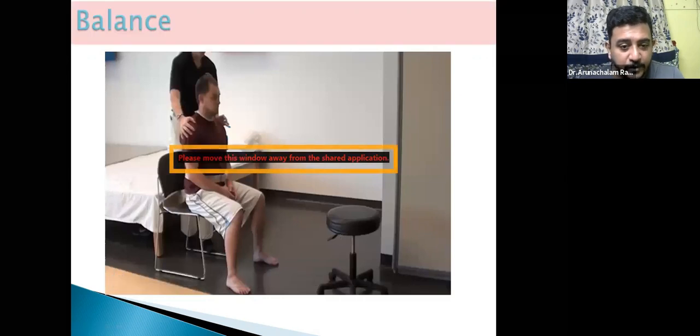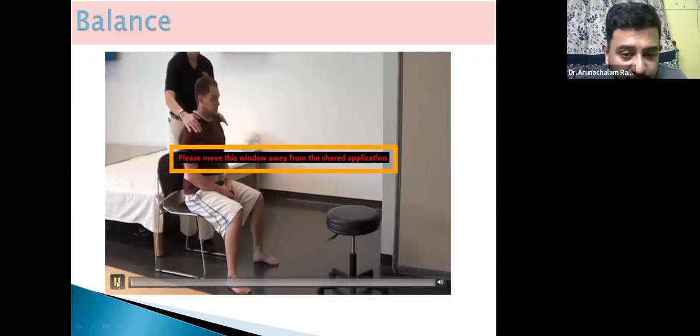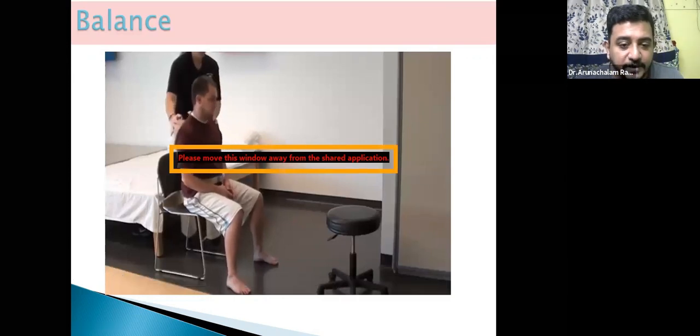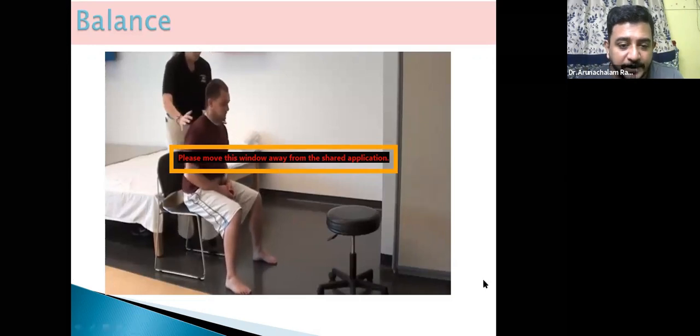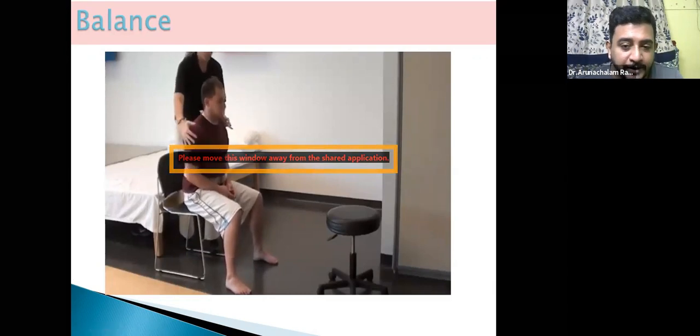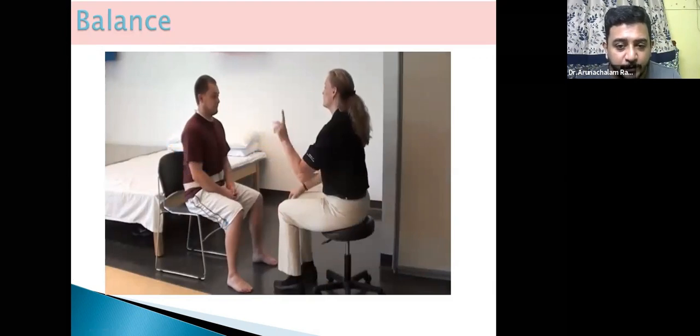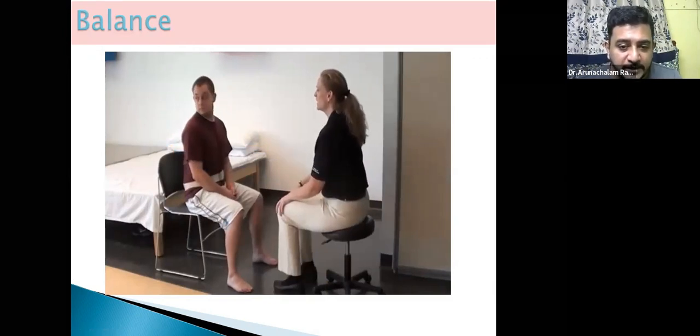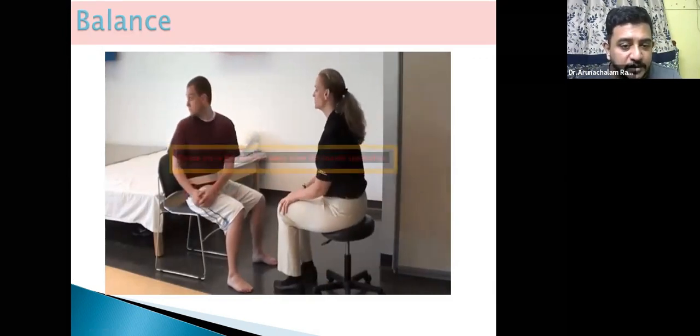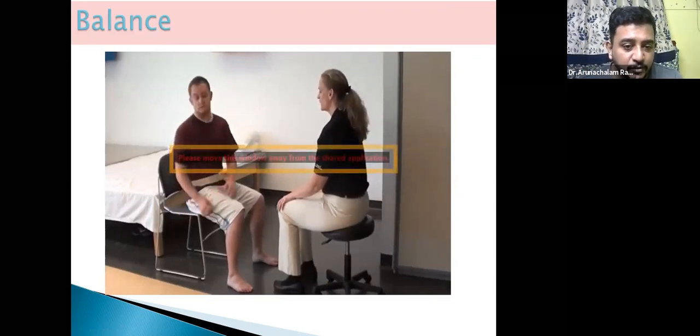And then you have to give perturbations in all directions to see whether the patient is okay. So static balance is to integrate three sensory inputs. One is visual, another is proprioception, and the third is the vestibular system. So these three inputs are very essential for him to maintain proper balance.